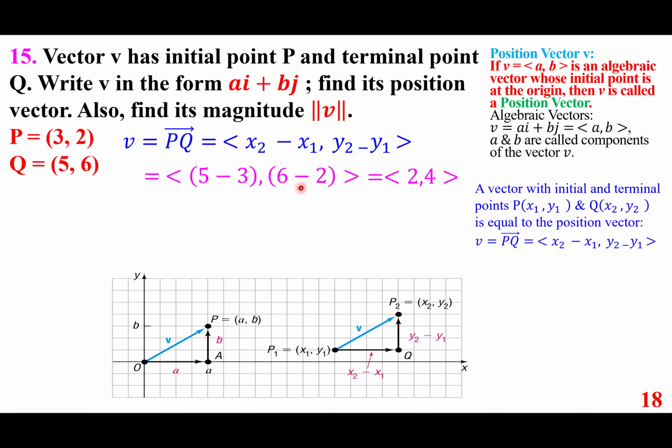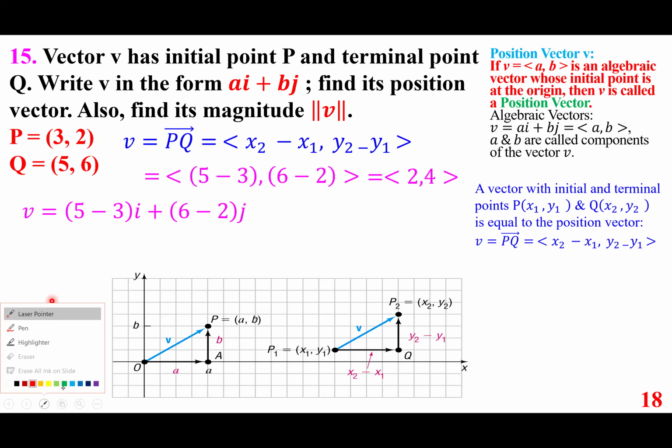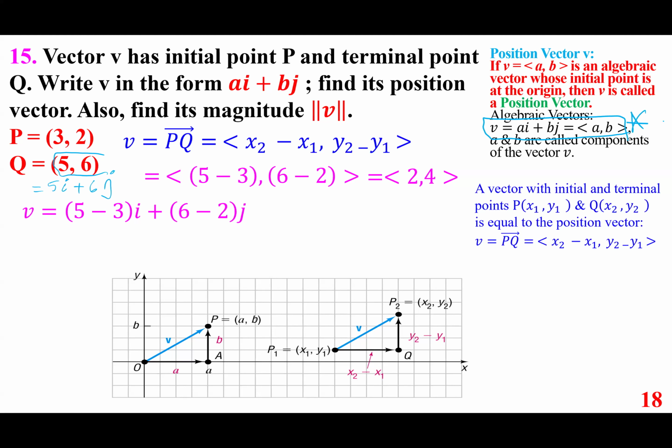We can also go with the i method: 5 minus 3 times i, 6 minus 2 times j. Because this is the same as 3i plus 2j. Let me just write the second one, it's easier. So this one, for example, is the same as 5i plus 6j. So you can represent it either way. If you go that route, 5 minus 3 is 2i, 6 minus 2 is 4j, or just write 2i, 4j.